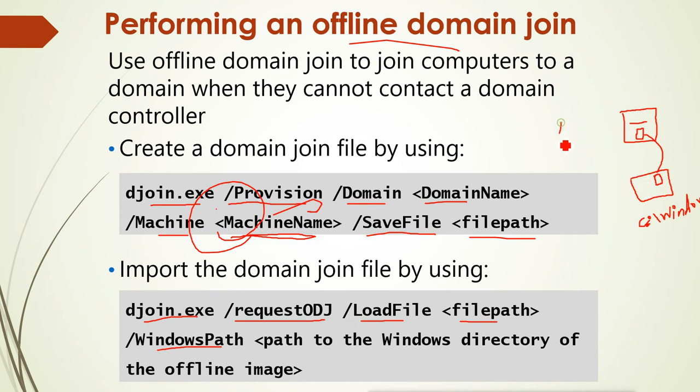Now it has not connected to the domain controller. Remember, the domain controller doesn't know about this client machine. This is joined offline. This machine's information is not there in the domain controller. But whenever the connection is available, this machine will update the information to the domain controller that I am there. But we can join the machine offline. For that we have to create the file, and then we can use that file to join the domain. Very simple.